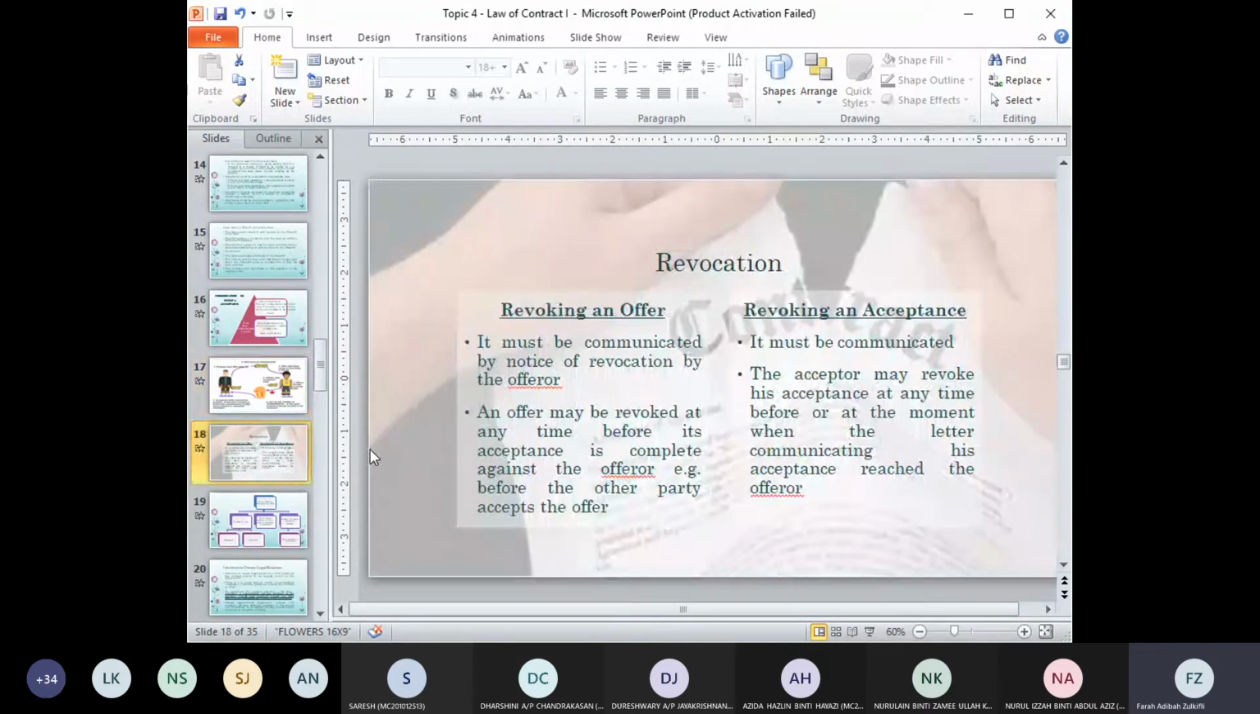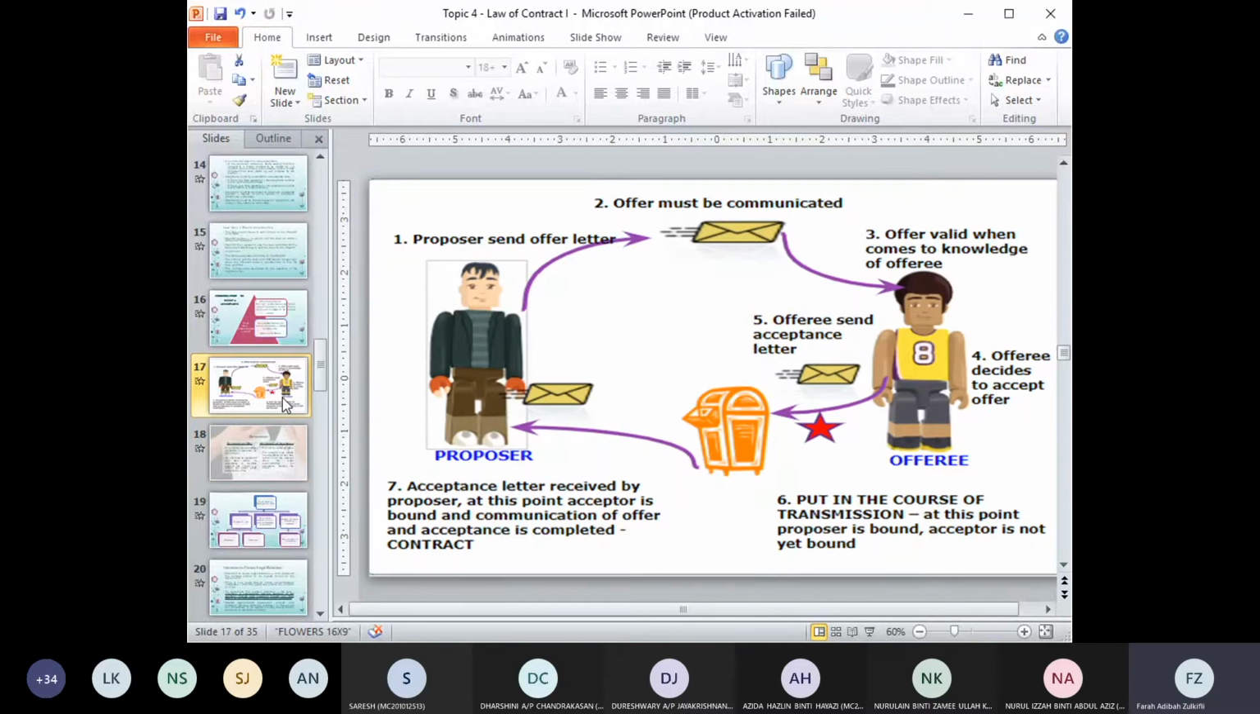So you can revoke an offer, so you can cancel your offer. It must be communicated by notice of revocation by the offeror. So it can be by email, by call, by WhatsApp message. But it can only be revoked at any time before its acceptance is complete against the offeror. So in the situation of a letter, you can only revoke your offer before the other person sends a letter to accept your offer. Before they put the letter inside the post box, you can still revoke your offer. But once they already put the acceptance in the post box, you can no longer revoke your offer.